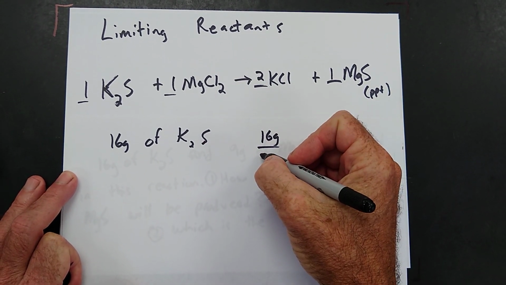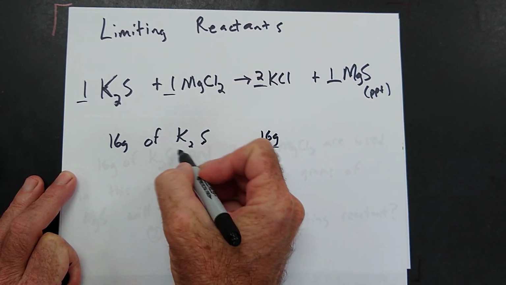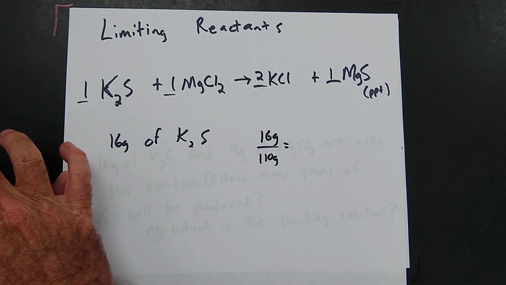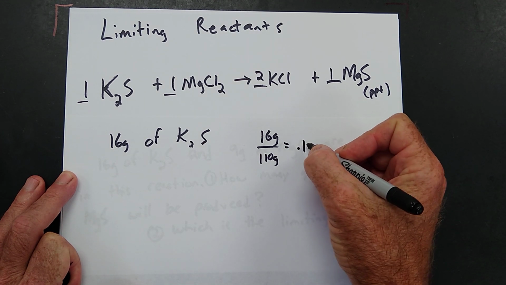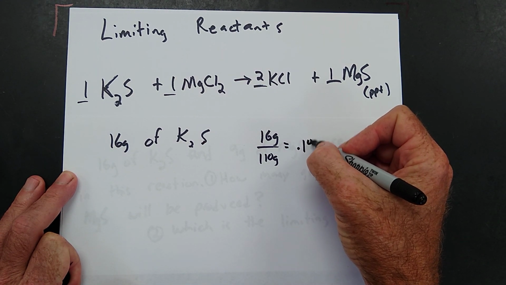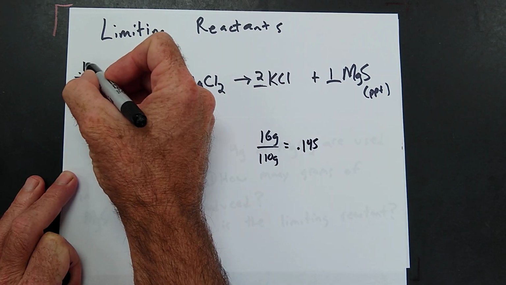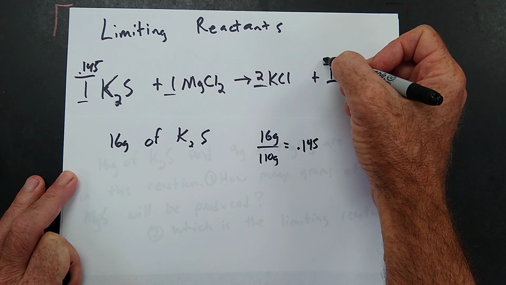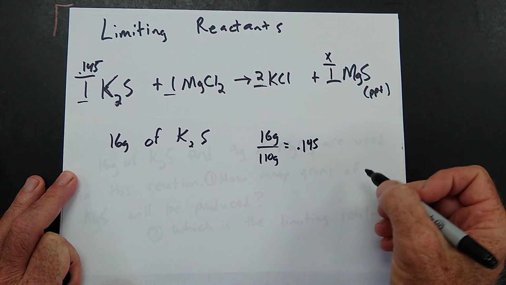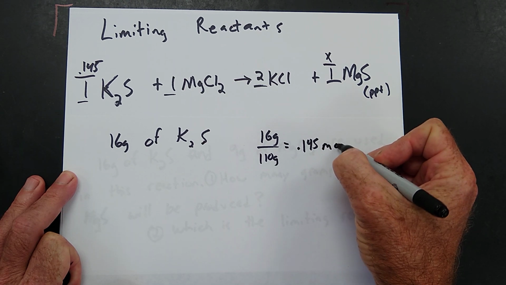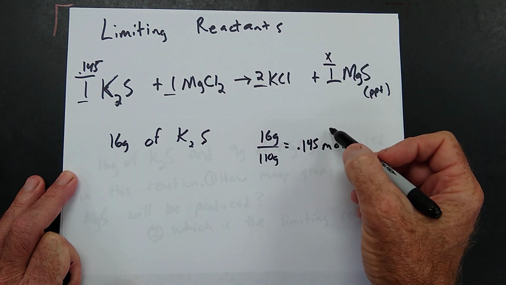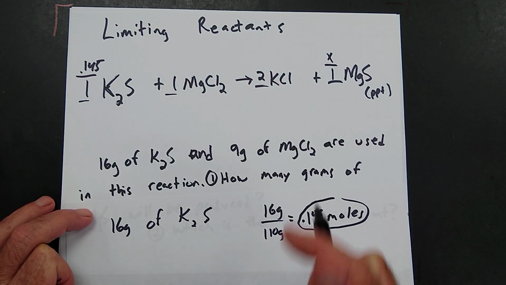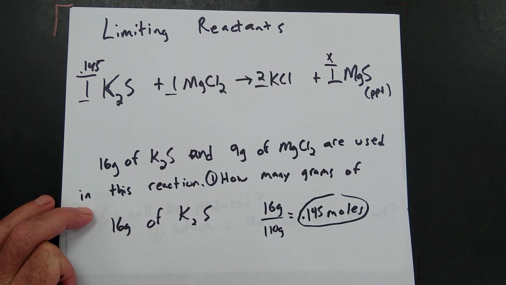So we're going to say 16 grams divided by 110 grams, because that's what K2S weighs. 16 divided by 110 is going to be 0.145. So 0.145 moles of K2S would produce, that's easy, 0.145 moles of magnesium sulfide. So we would have 0.145 moles of magnesium sulfide if we use the 16 grams here. Now, what if we use the 9 grams of magnesium chloride?